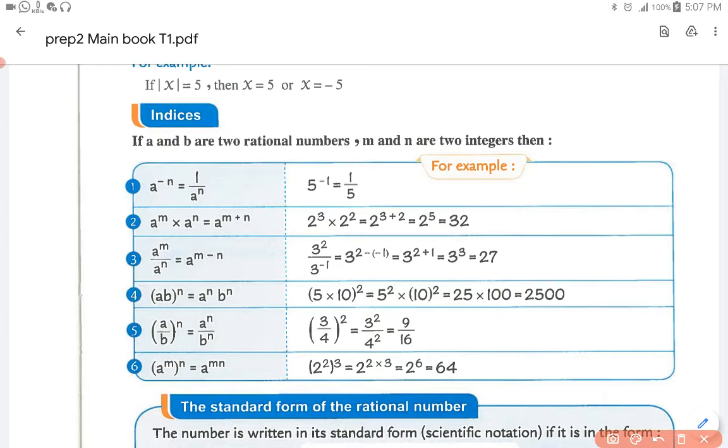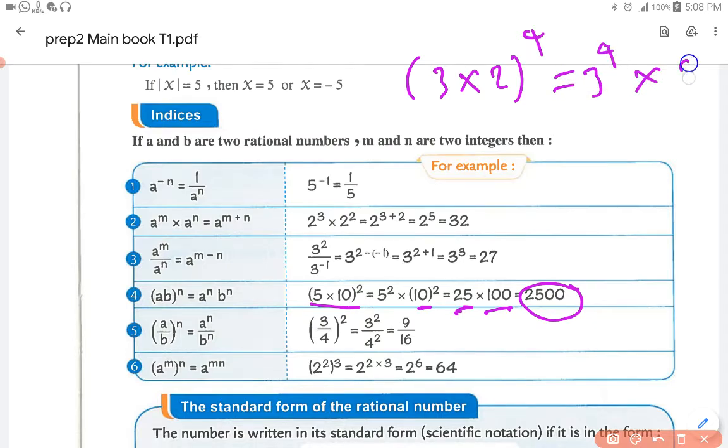Then (ab) all to power n will be a to power n times b to power n. For example, 5 times 10 all to power 2 means 5 to power 2 times 10 to power 2. 5 to power 2 is 25, and 10 to power 2 is 100. Then multiply 25 times 100, it will be 2500. Another example, 3 times 2 all to power 4 will be 3 to power 4 times 2 to power 4.